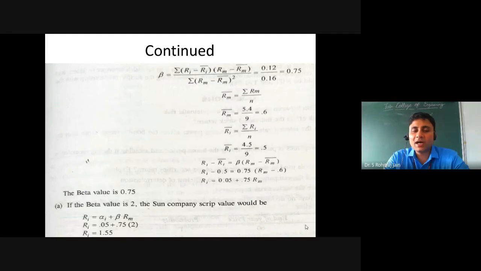Ri is equal to alpha plus beta into Rm. So Ri is equal to, what is alpha? 0.05 plus beta, we have calculated 0.75, into market return. They have given 2. So Ri is equal to how much? 1.55. Clear, students?